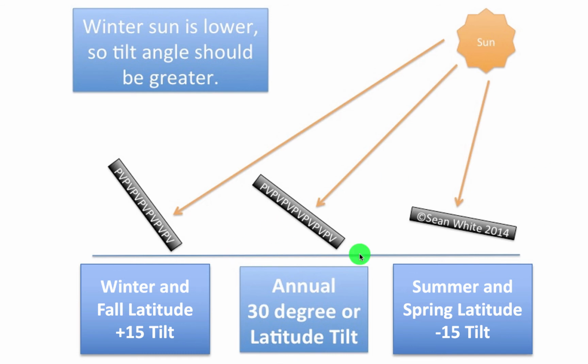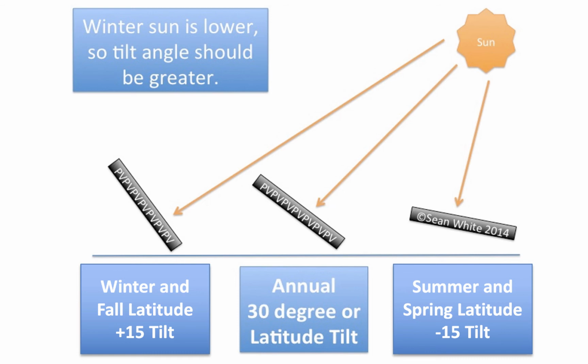Let's look right in the middle here. For annual tilt, the best production is generally about a latitude tilt, or for most of the continental United States, more of the temperate latitudes throughout the world, 30 degrees is pretty good. It used to be on the associate exam, the right answer was latitude tilt, but then they swapped it out for 30 degrees.